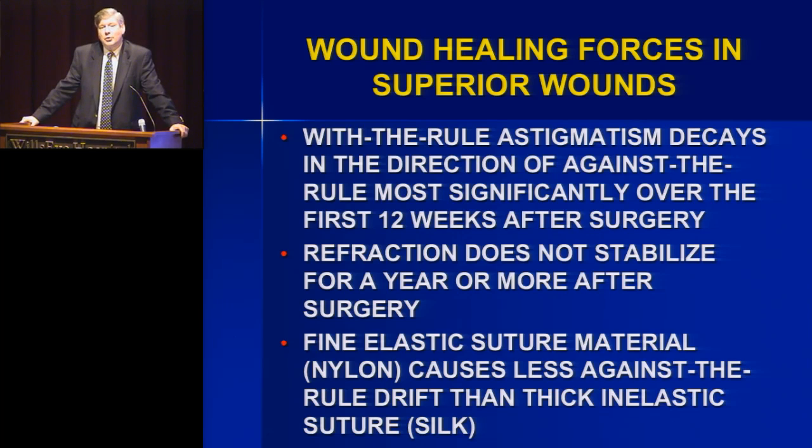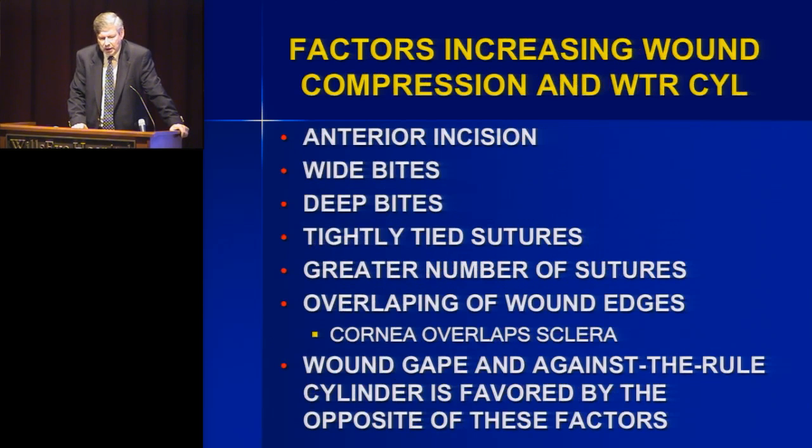If you have them so that they have no astigmatism at 5 or 6 weeks, you can be pretty sure they're going to have a lot of against the rule astigmatism at a year. That's just the way things drift. Fine elastic suture material, such as nylon, causes less against the rule drift than thin inelastic suture, which is silk. We don't use a lot of silk, but I'll show you for demonstration purposes in a second.